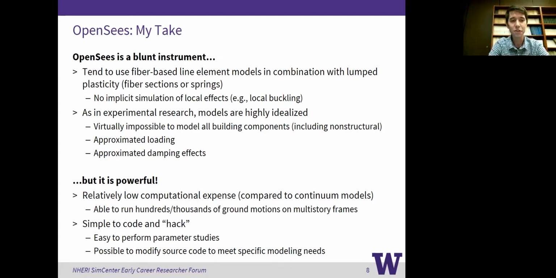So it's also, as I mentioned, because of its open source nature and the object-oriented programming, relatively easy to code, easy to perform parameter studies, and it's also relatively easy to hack. And I don't mean that in a malicious way, but you can open it up, you can modify the source code to meet your specific modeling needs, and as long as you're able to recompile everything, you're good to go.